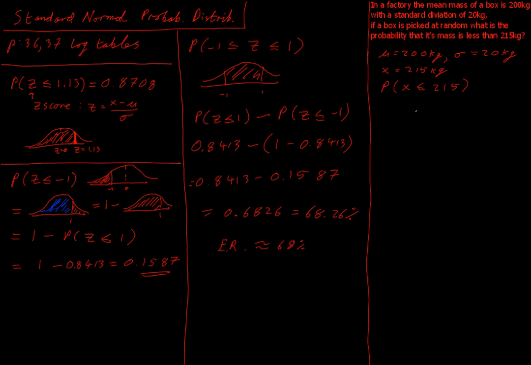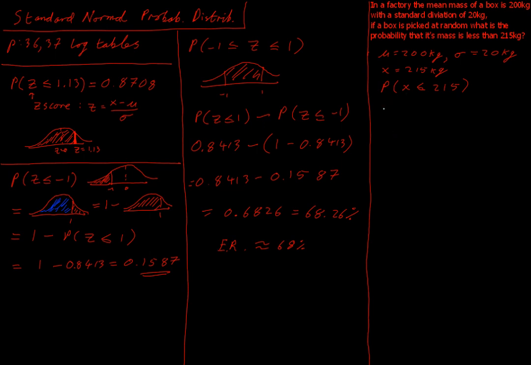Now, I don't have probability tables for this particular factory's boxes. I have a standard bunch of tables that I'm able to refer to. So what am I going to do? I'm going to turn this x value into a z-score in the way that we know how to do, using our formula over here. And then I'm going to go to my tables and find what my probability is. So let's do that first.